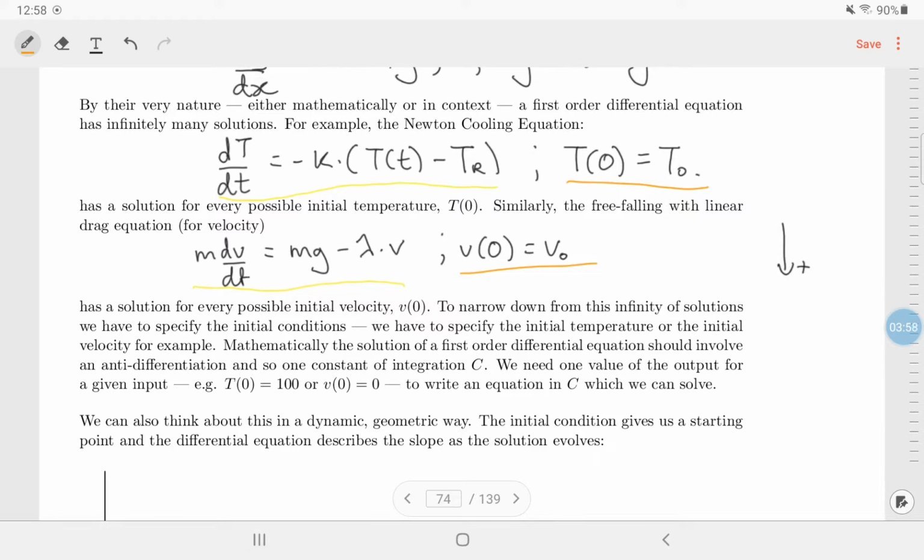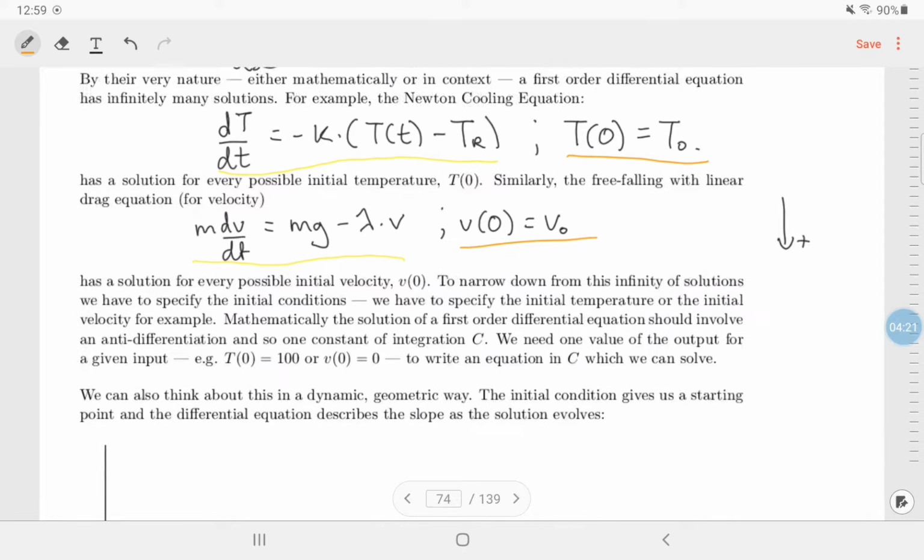Mathematically, the solution of a first order differential equation, like if you think about solving any of these yellow things, there's going to be somewhere an anti-differentiation. So there's going to be a constant of integration. You need only one value of the output for a given input to write an equation and solve. So in a first order, one initial condition, you can narrow down from the infinity of solutions, but it's kind of singly infinite. There's only one constant of integration.